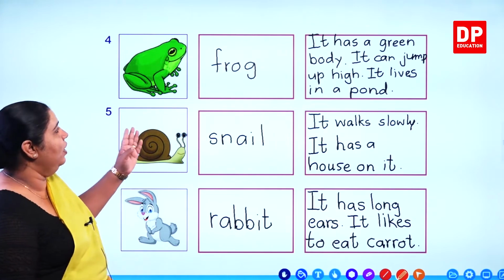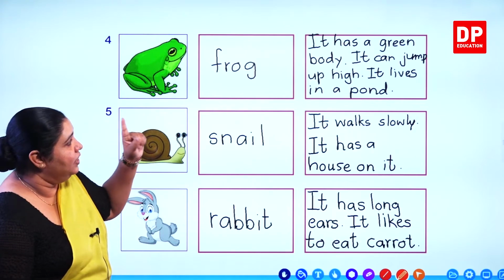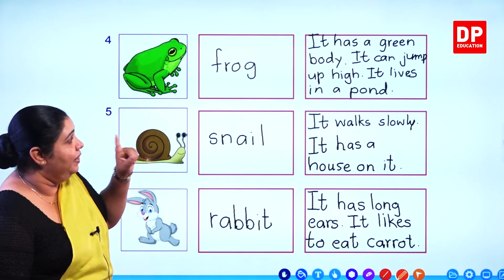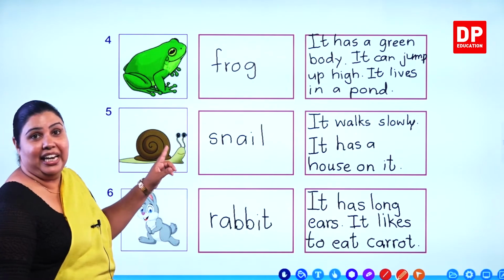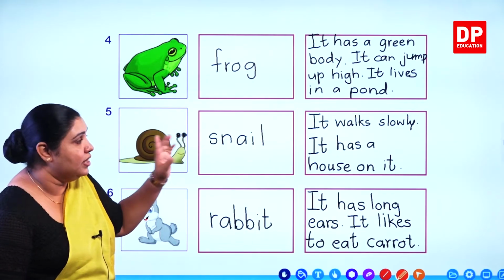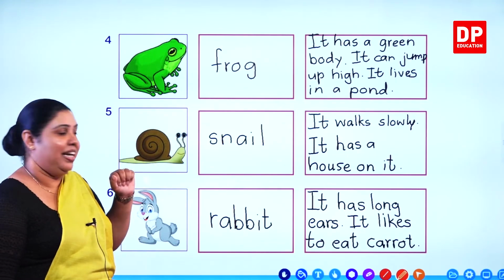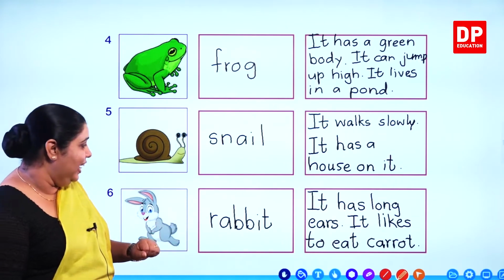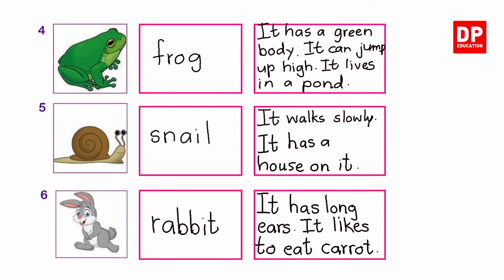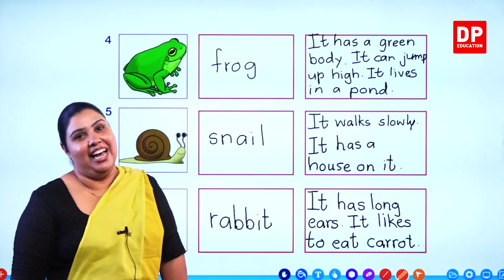Okay, now look at the frog. Number 4, the frog. It has a green body. It can jump up high. It lives in a pond. That is the description. Then we have the snail. S-N-A-I-L. It walks slowly. It has a house on it, right? Then number 6, rabbit, R-A-B-B-I-T. It has long ears. It likes to eat carrot. So we have completed this slide as well.